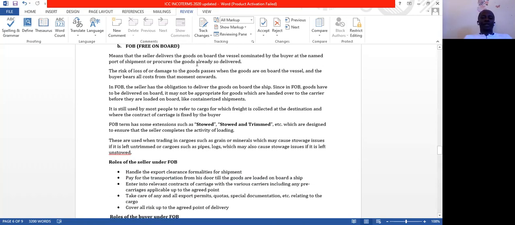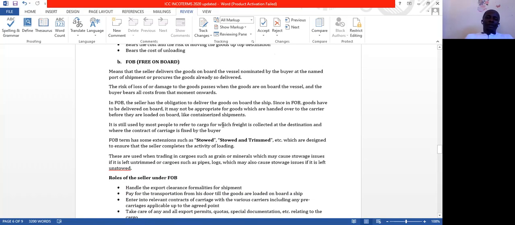Free on board, a very common one. Now, free on board means the seller delivers when the goods are on board the vessel nominated by the buyer at a named port of shipment, or procures the goods already so delivered. The risk of loss or damage to the goods passes when the goods are on board the vessel and the buyer bears all the cost from that moment onward. So in FOB, the seller has the obligation to deliver the goods on board the ship.